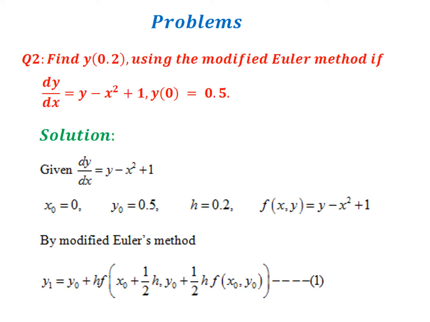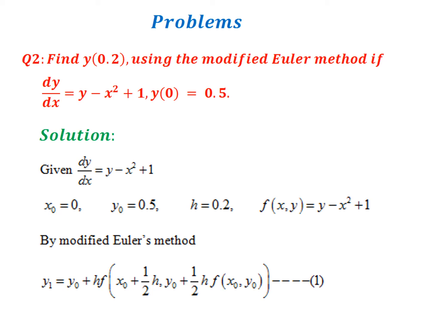Find y of 0.2 using the modified Euler's method if they are given the derivative dy by dx is equal to y minus x square plus 1 and y of 0 equal to 0.5. Here they have not directly given the interval length h. How will you find it? They are given x naught and y naught. H is equal to x1 minus x naught.